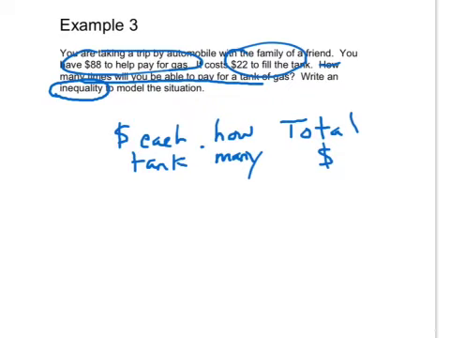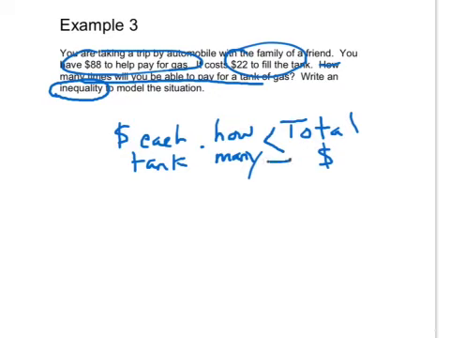Now let's think about this. I want an inequality, so I don't want an equal sign. So I can't spend more than the money I have. I cannot go over my budget. So I've got to spend less than the total money. But I could also spend exactly that $88. I could spend the $88. So it's going to be a less than or equal to problem.